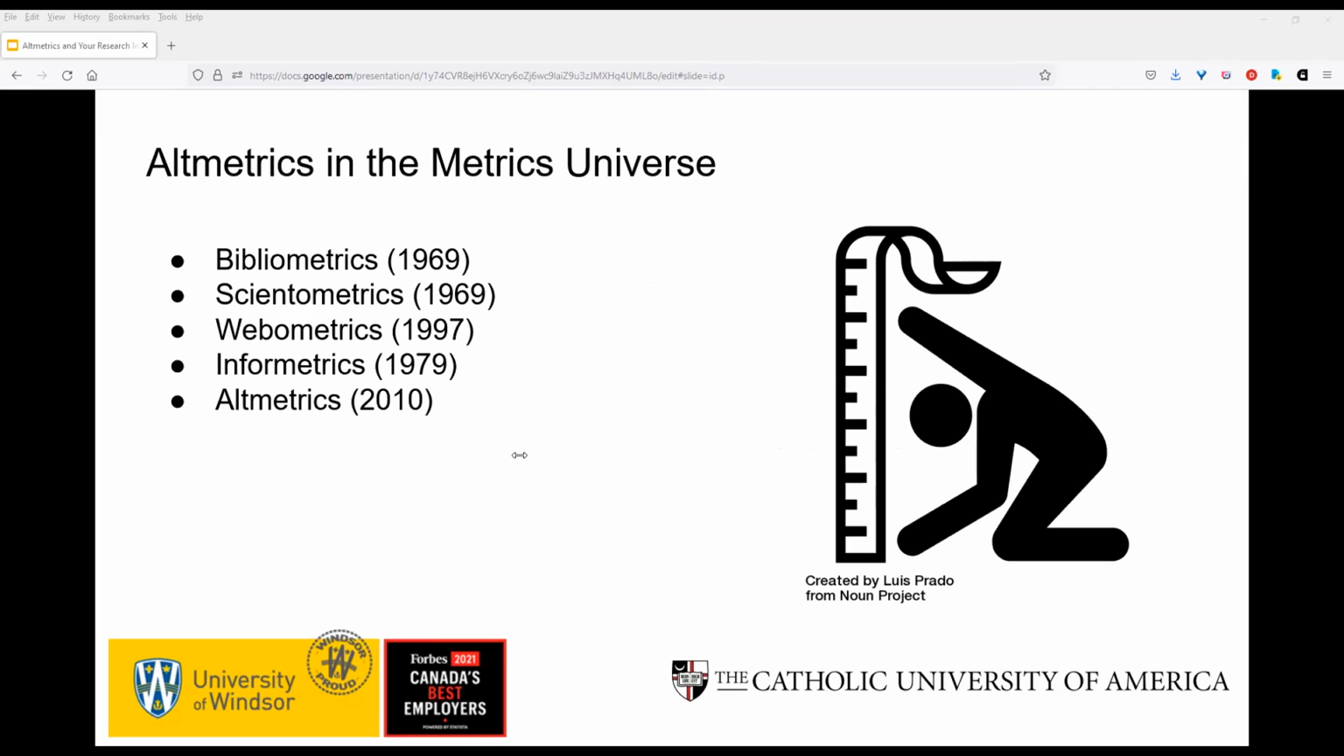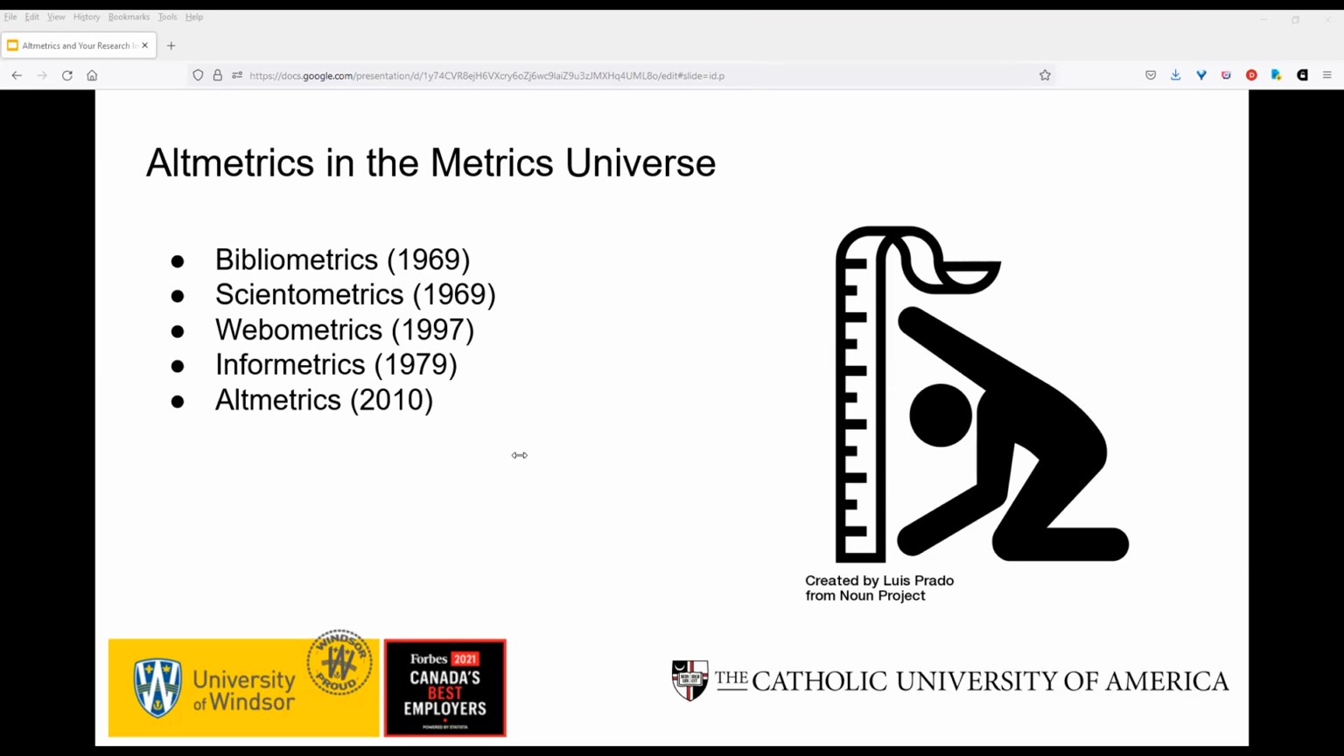So altmetrics exists in a much larger universe. We have bibliometrics. I think we're all familiar with that. It was coined in 1969 by Alan Pritchard, and it basically deals with the application of mathematics and statistical methods to books and other media of communication. That same year, Vasily Nalimov came out with the term scientometrics, the study of the growth, structure, interrelationships, and productivity of scholarly scientific literature.